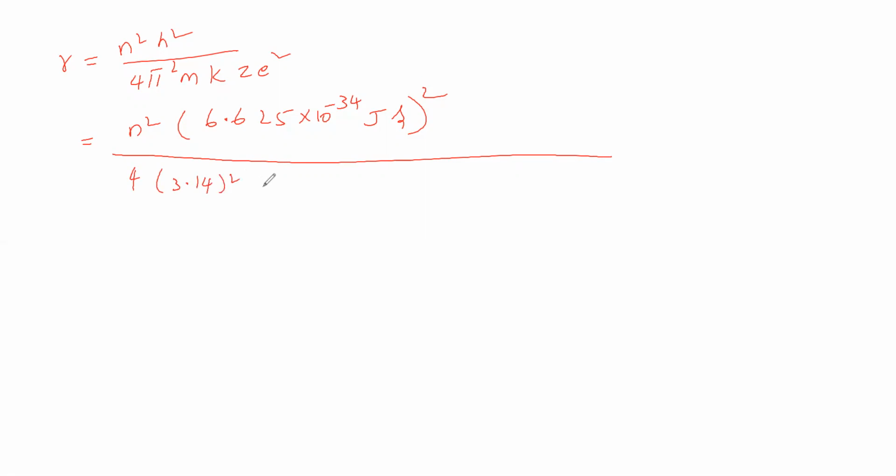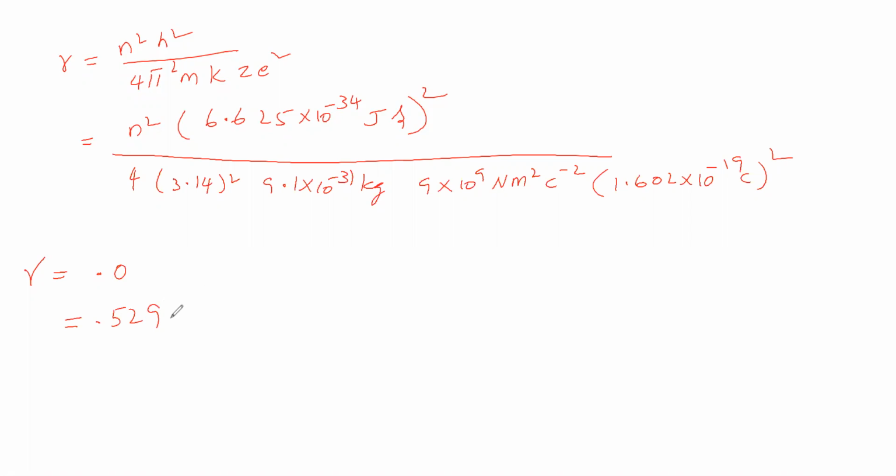M is the mass of electron, 9.1 into 10 power minus 31 kilogram. K is 9 into 10 to the power of 9 Newton meter square per coulomb square. E is the magnitude of charge of electron, 1.60 into 10 to the power of minus 19 coulomb, squared. Substituting all the values and simplifying, we get 0.529 into 10 to the power of minus 10 meter.